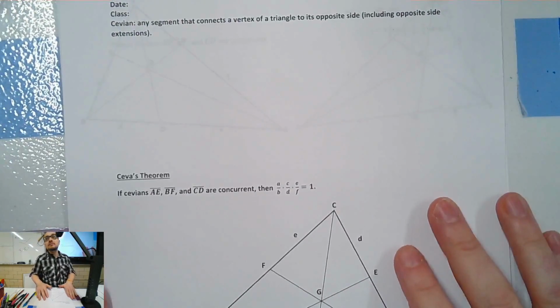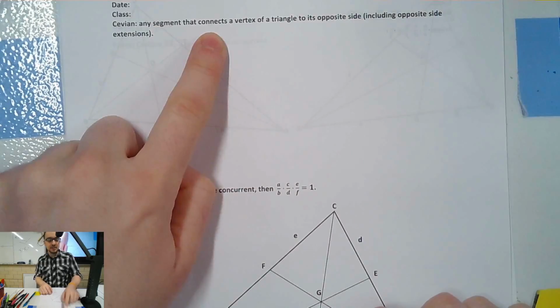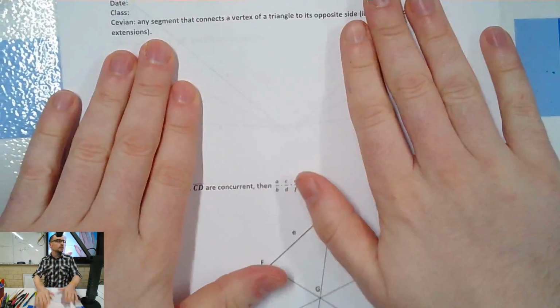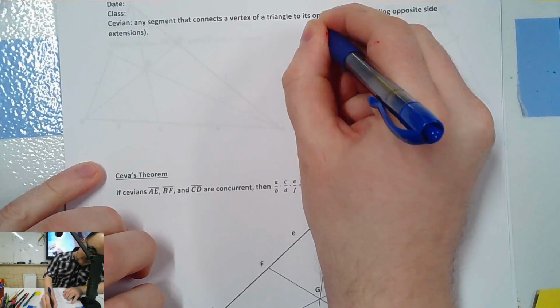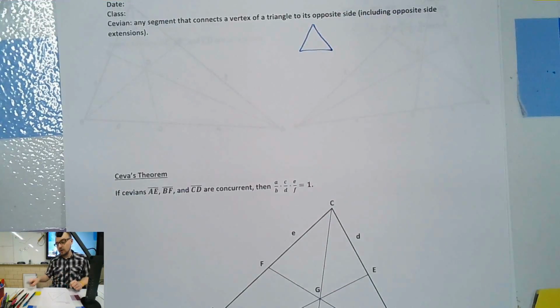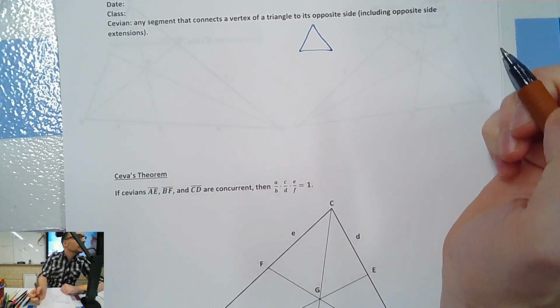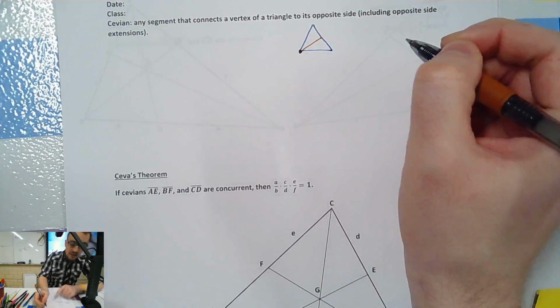We need to know a definition. A Cevian. It's a fun word. Any segment that connects a vertex of a triangle to its opposite side. Okay. So let's draw an example. That's a triangle. Why do we call it a triangle? Because there's 3 angles. 3 angles, very good. And the vertices of those angles are here, here, and here. So if I draw a line from any of those vertices to its opposite side, that line is a Cevian.